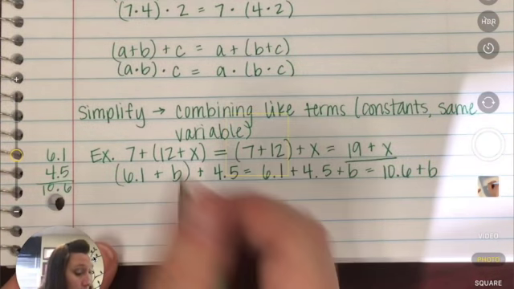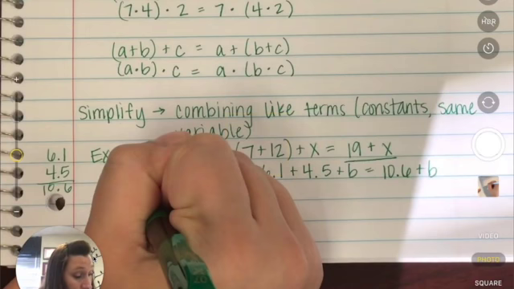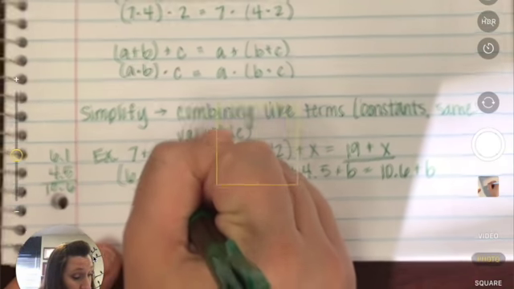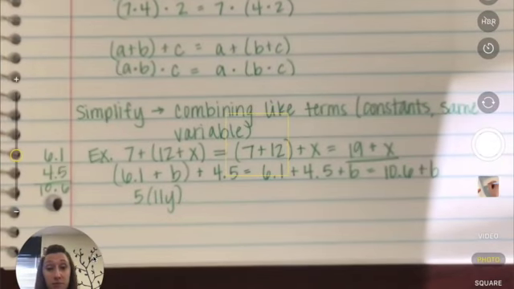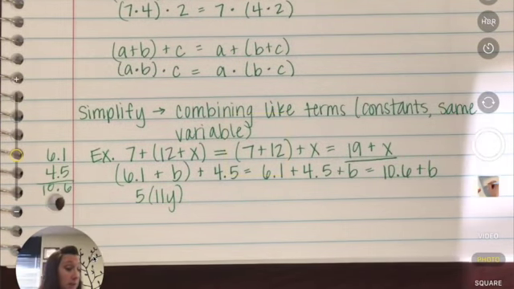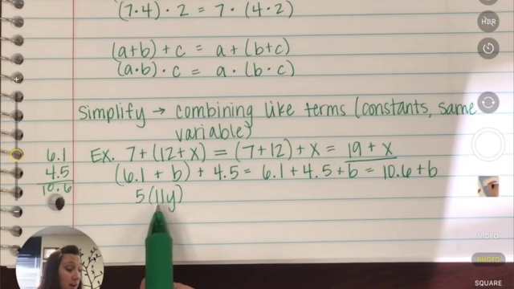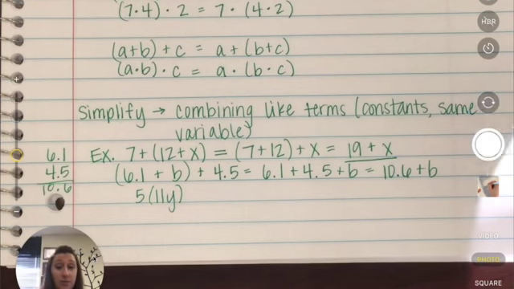One more example. If I have 5 times 11y, so there's multiplication. I can switch the groupings. I have 5, I have 11, and I have y. I have 3 different parts there.